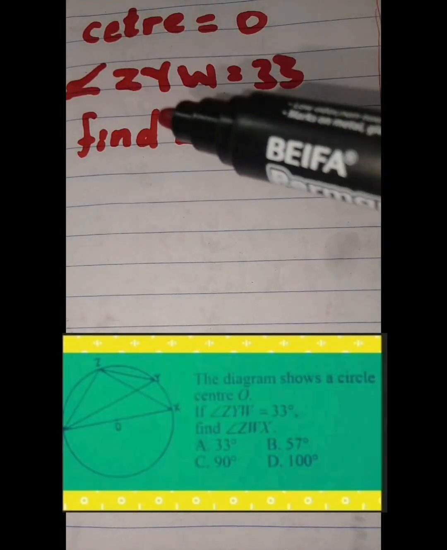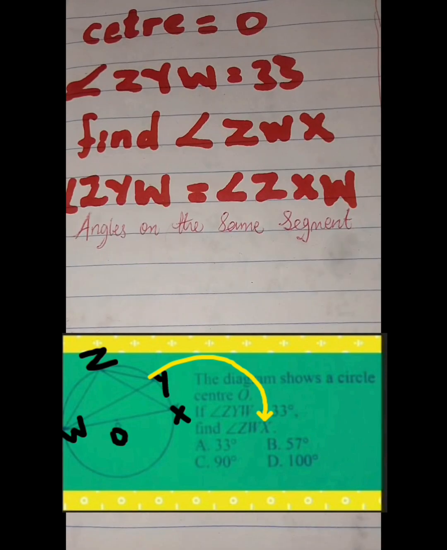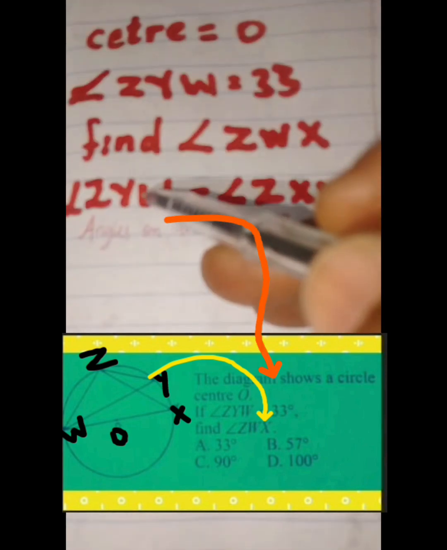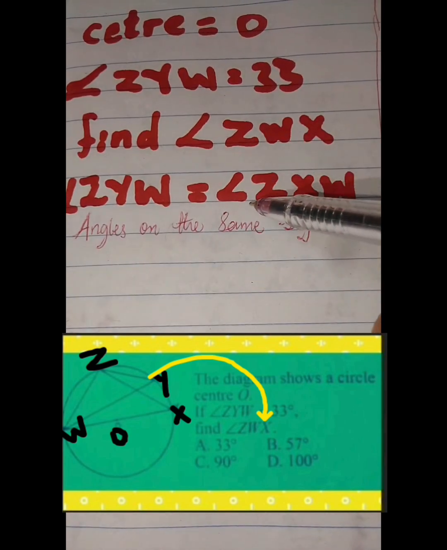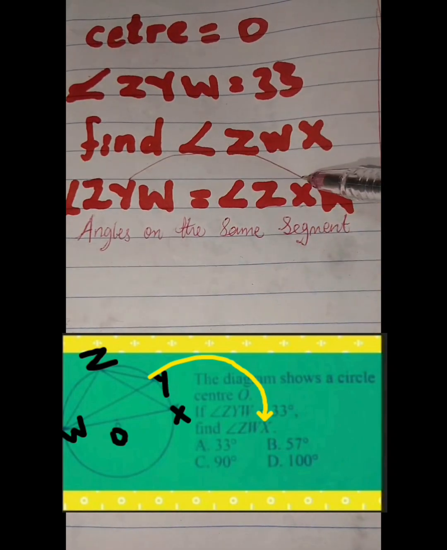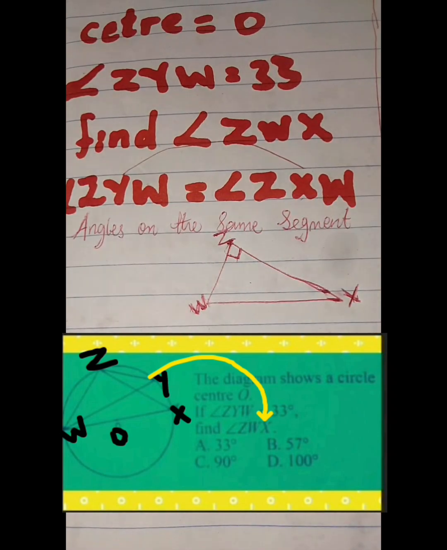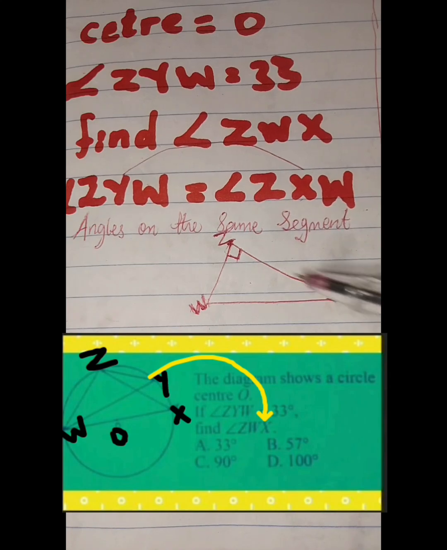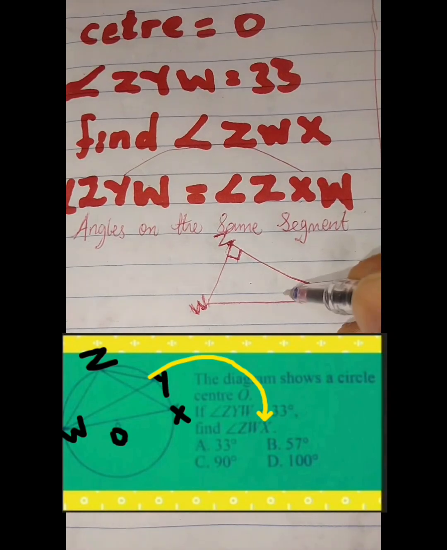Since angle ZYW is equal to 33, find ZWX. So angle ZYW equals angle ZXW, angles on the same segment. So we've established the fact that ZYW equals ZXW, which is because they're all on the same segment with ZYW. So this ZXW will also be equal to 33 degrees.